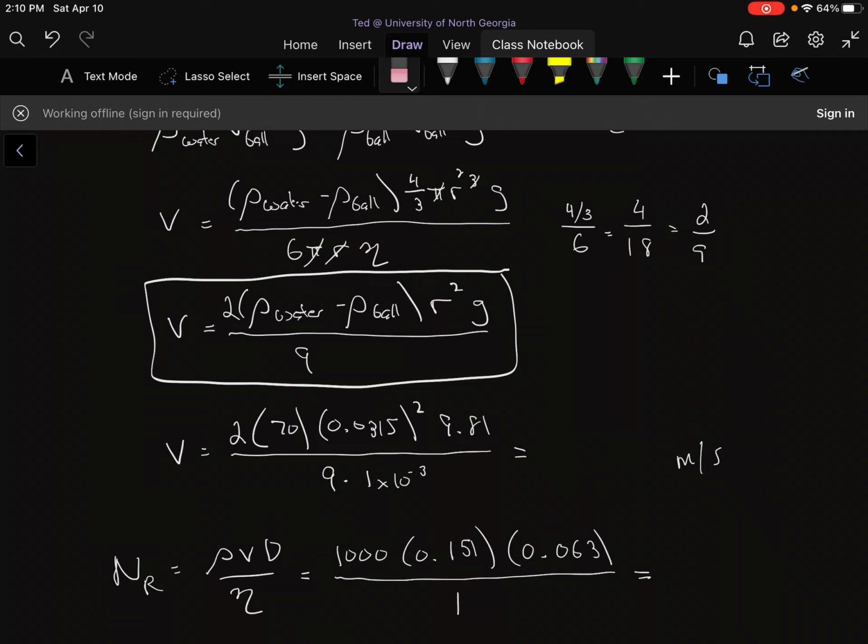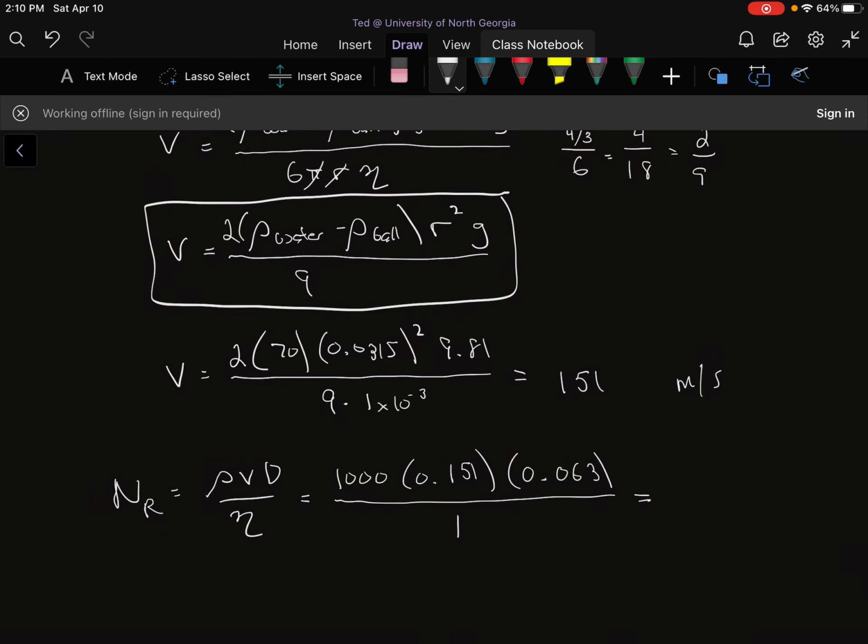Two times 70 times 0.0315 squared times 9.81 divided by 9 and divided by 0.001. 151. That's exciting. 151 meters per second. Pretty sure that's going to be a BS answer. It just seems unreasonable, right? You put a ball in the water, it does not go up at 151 meters per second.